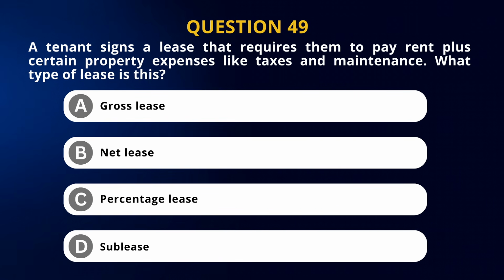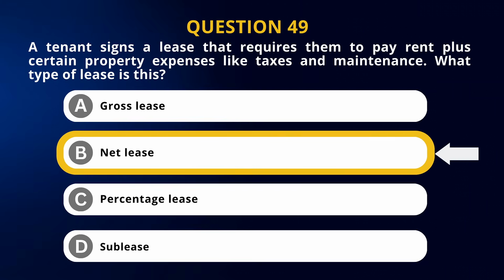Question number 49. A tenant signs a lease that requires them to pay rent plus certain property expenses like taxes and maintenance. What type of lease is this? Letter A, gross lease. Letter B, net lease. Letter C, percentage lease. Letter D, sublease. And the answer is letter B, net lease.